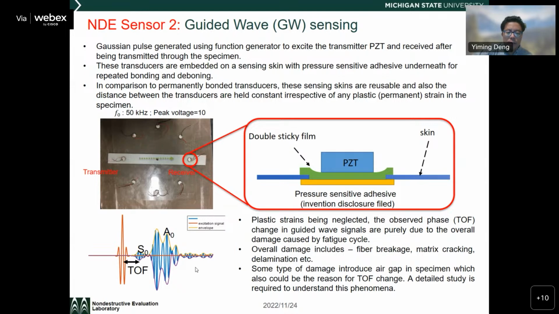The typical signal is shown here, with the excitation in red, and you measure the receiver signal. You'll see two modes here, the symmetric and asymmetric mode. Due to dispersion, the wave velocities are going to be different, and you can clearly identify different wave modes and calculate the time of flight. By adopting the time of flight as a signal feature, you can use the time of flight changes to study the damage state in the sample.